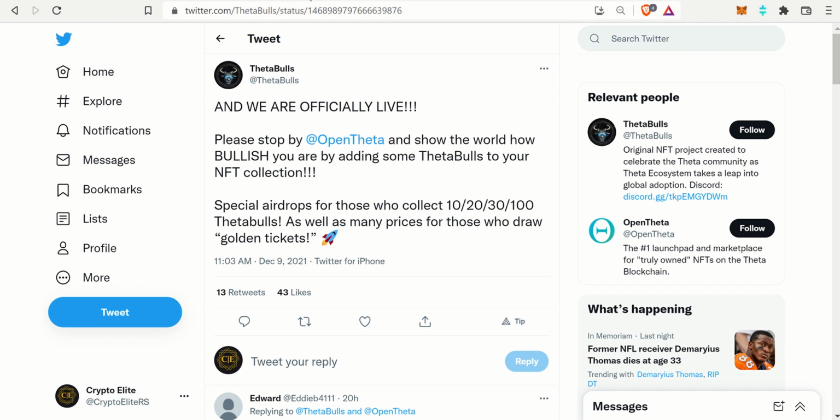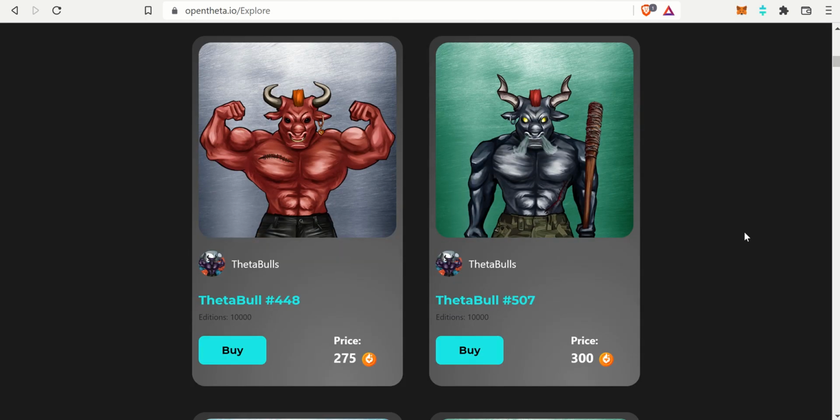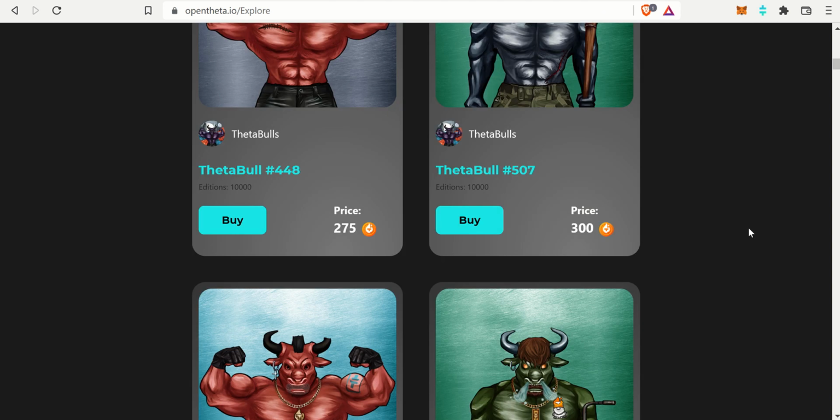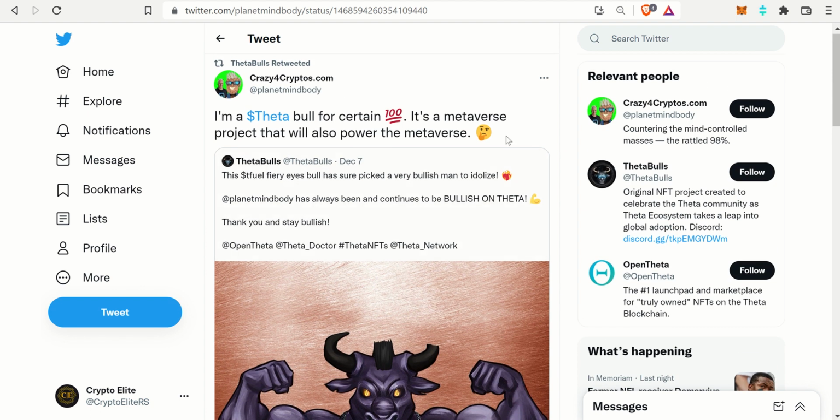If we check out the price, we can see that the lowest price right now is about 300 TFUEL, so somewhere around $100 approximately. So a surprise airdrop for $100 is always nice to have in the piggy bank or the wallet. And then we can also see here that someone we do know in the Theta community, Crazy for Cryptos, is also tweeting about Theta Bulls. "I'm a Theta Bull for certain," he says.